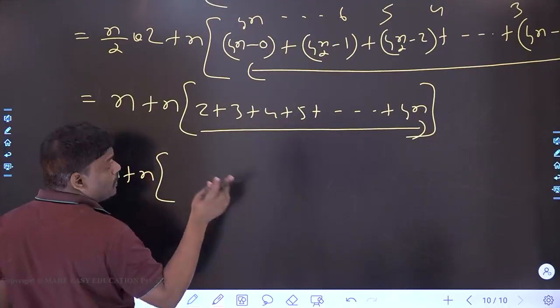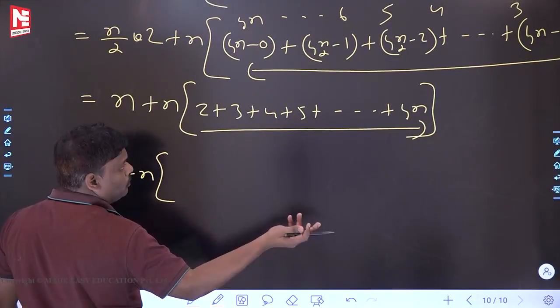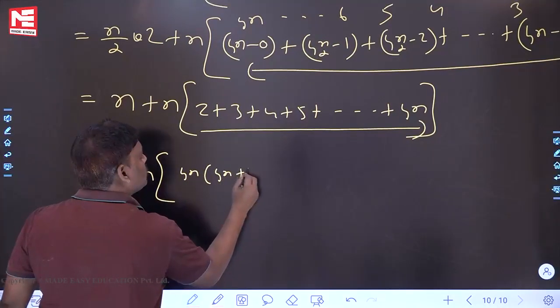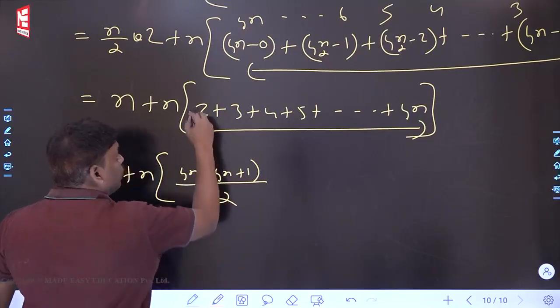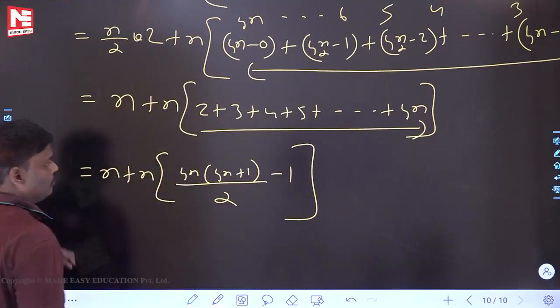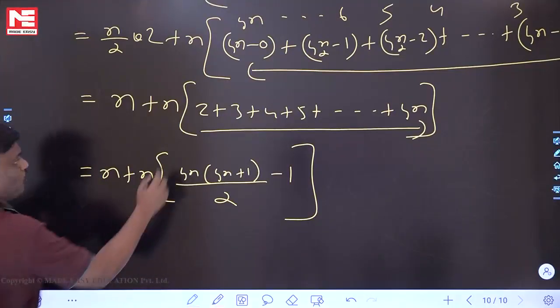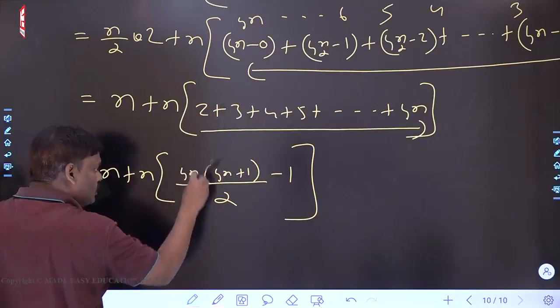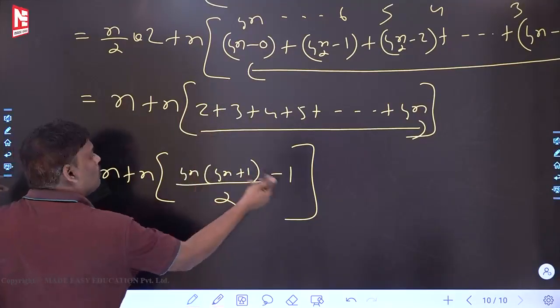What is the formula? Sum of n natural numbers is n into n plus 1 by 2. It is the sum of log n natural numbers. What is the answer? Log n into log n plus 1 by 2. If 1 also there, this is the answer. 1 is not there, so minus 1. So if 1 also there, sum of log n natural numbers; I wrote the sum of log n natural numbers, and because 1 is not there, minus 1.